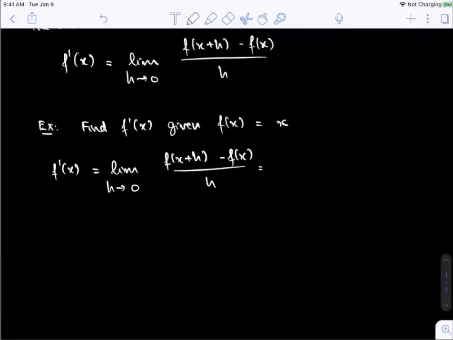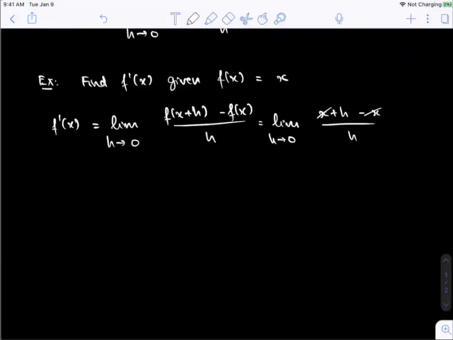So you have f of x plus h, so this is the limit as h approaches 0 of 2(x plus h) minus f of x, which is 2x, divided by h. So 2x and negative 2x cancel out, and you're left with the limit as h approaches 0 of 2h over h. h over h is just 1, so the limit is 2.